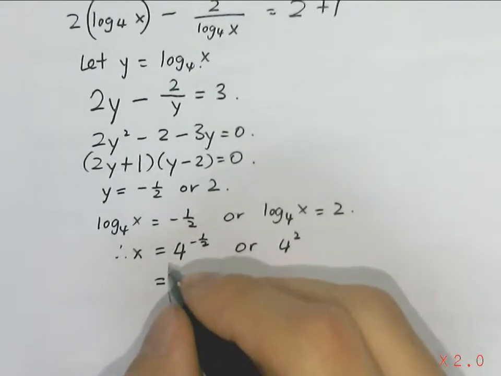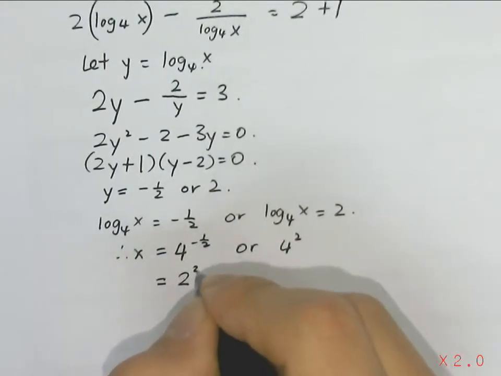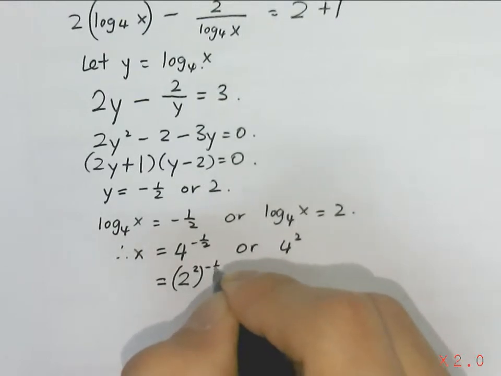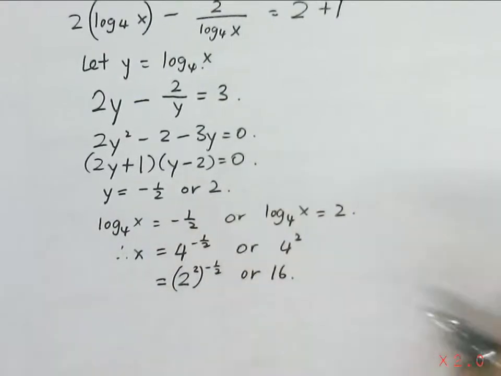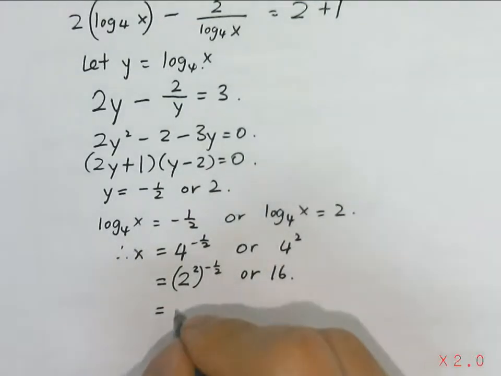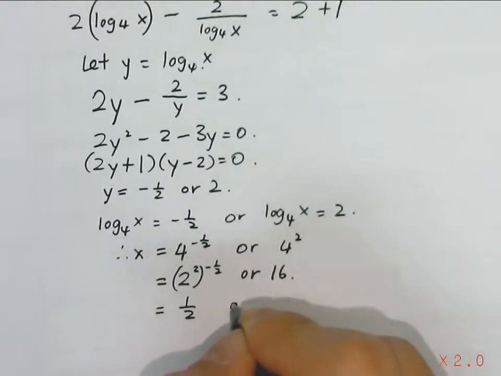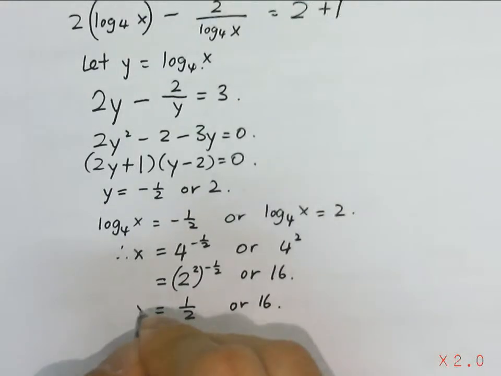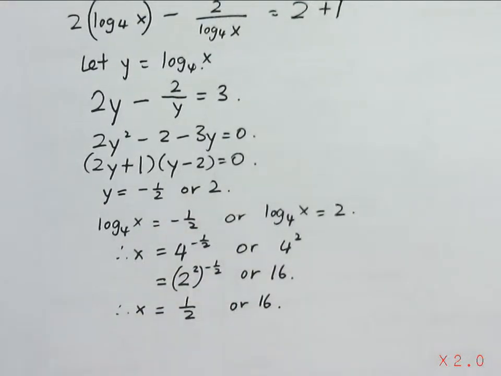Okay, you also use indices to solve this. So 2 square to the power minus half, or 16. So this will give us half, or 16.